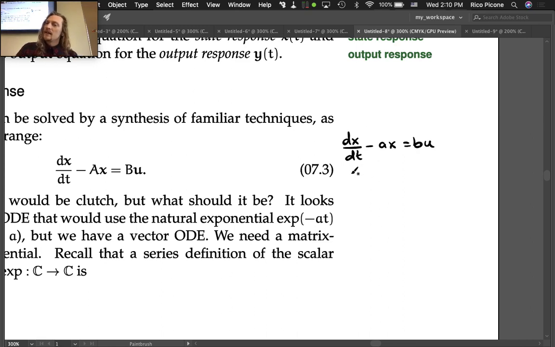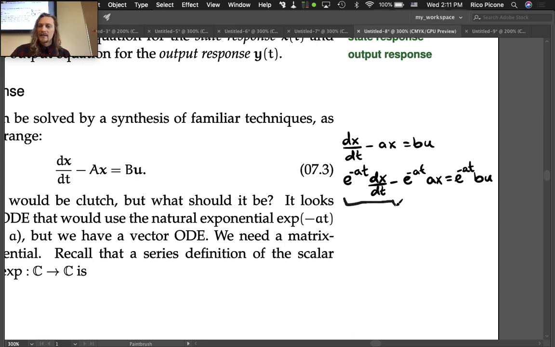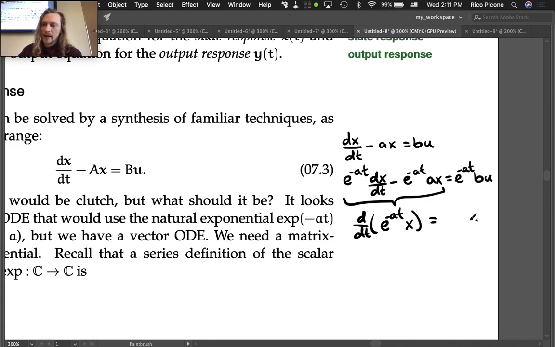Using an integrating factor, one might attempt to solve this equation by multiplying both sides of the equation by e to the minus a t. So we'll distribute it: dx/dt, and the next term is going to be minus e to the minus at a x. The right-hand side is going to be e to the minus at b u. So we just multiplied everything by e to the minus at. Then we can recognize that this left-hand side is actually the time derivative of a single term, d/dt of e to the minus at x, and the right-hand side would stay the same.